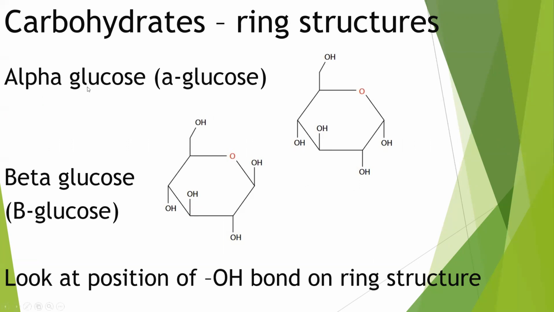In alpha glucose, the main thing that we need to know is that this OH bond is below the ring structure. And for beta glucose, this OH bond is above the ring structure. You do need to memorize these drawings or these structures. I would recommend you draw this out in your notes. They're important because we'll need them to draw larger polysaccharides, for drawing 1,6 glycosidic bonds and 1,4 glycosidic bonds. So you should take note of these structures.